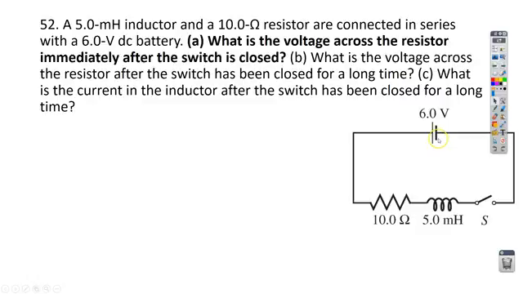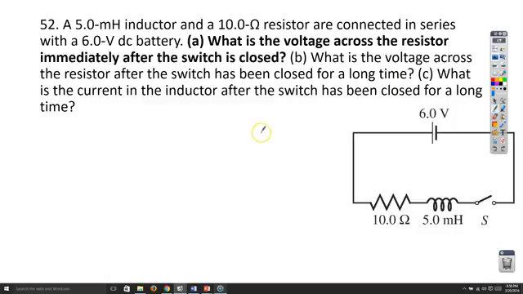This is number 52. And in number 52, we're looking at an inductor in a circuit. So we're looking at an LR circuit here. For this LR circuit, it says a 50 millihenry inductor and a 10 ohm resistor. So those two elements are connected in series to a 6-volt DC battery. They want to know what is the voltage across the resistor immediately after the switch is closed.